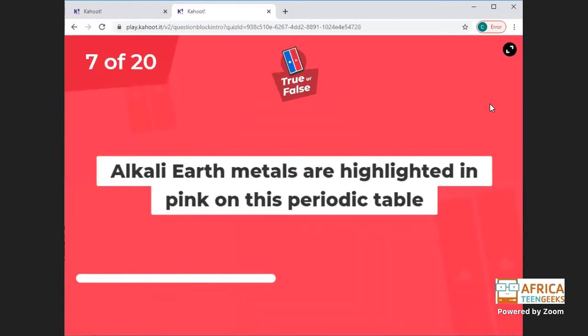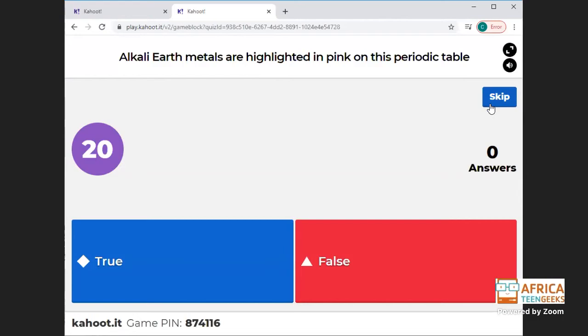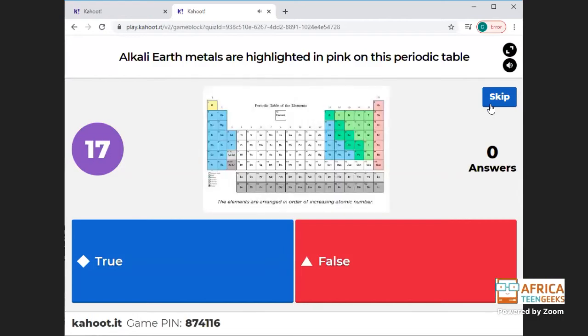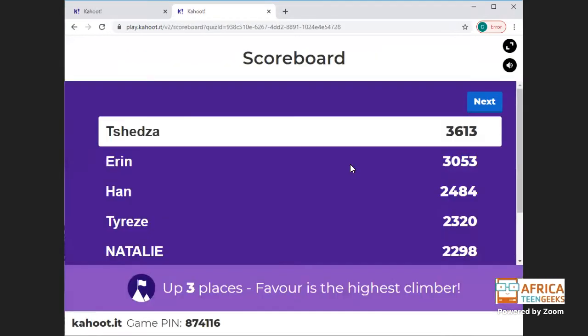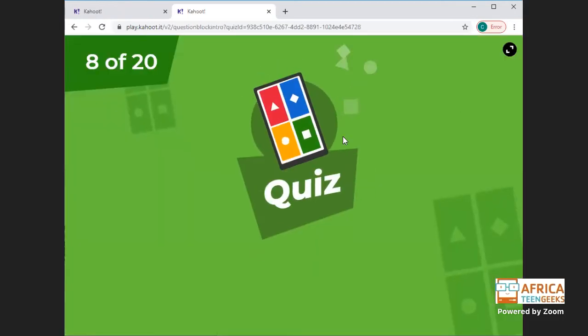Okay, let's continue. Alkali earth metals are highlighted in pink on this periodic table. Guys, it is false. The elements highlighted in pink are our noble gases. All right, see who's topping. So we have Chedza, Erin, Natalie, Tyrese, and Han.